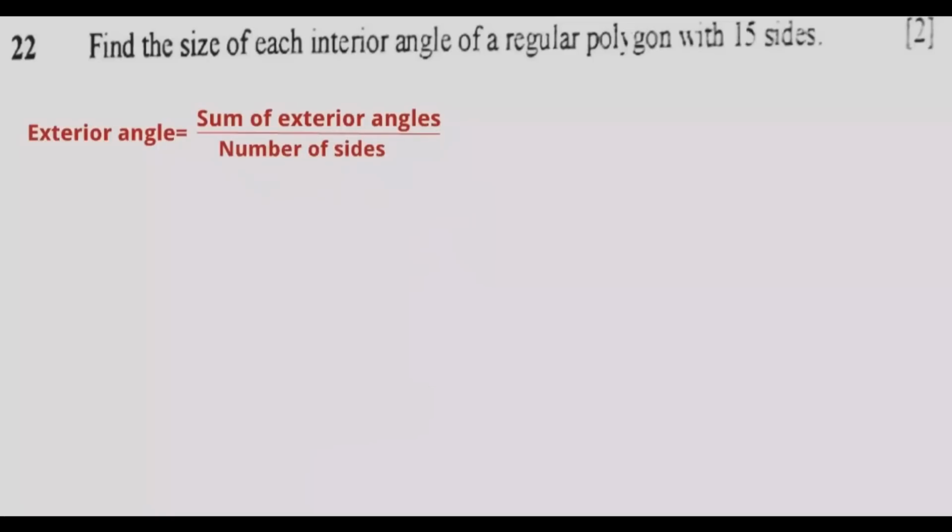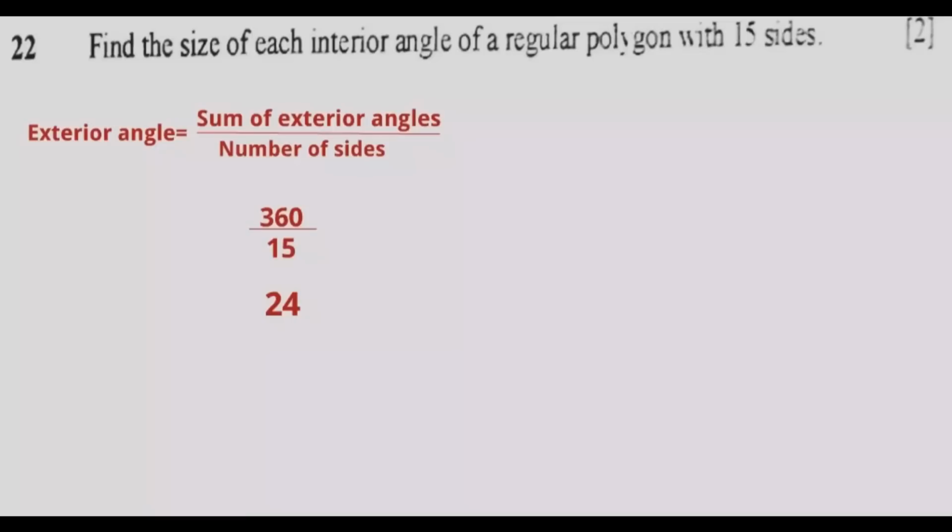We know that the total sum of exterior angles is equal to 360 degrees, regardless of the number of sides. Then we divide that by the number of sides, which is 15. So 360 divided by 15 will give us the answer, which is 24, and 24 degrees is the size of each exterior angle.